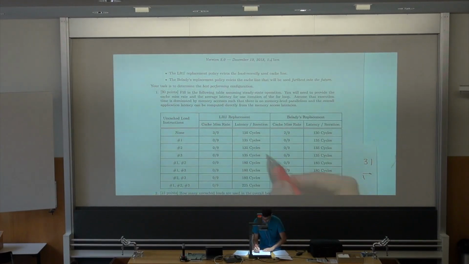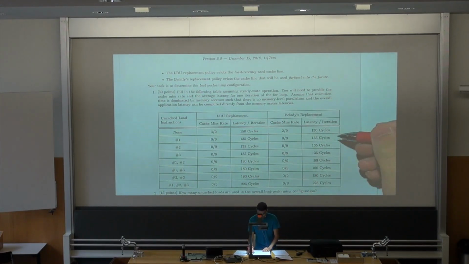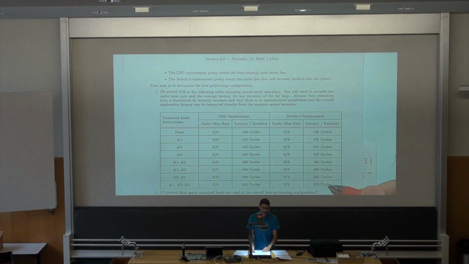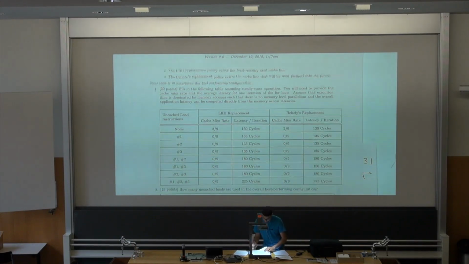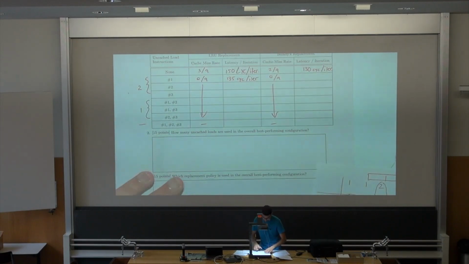So here we have a bunch of different access times, and the latencies per iteration actually increase as we go down because we're incorporating more of these slower uncached accesses, right? And so at this point, we filled out the table, which is essentially the solution to the problem. And so the questions afterwards just ask about our configuration here.